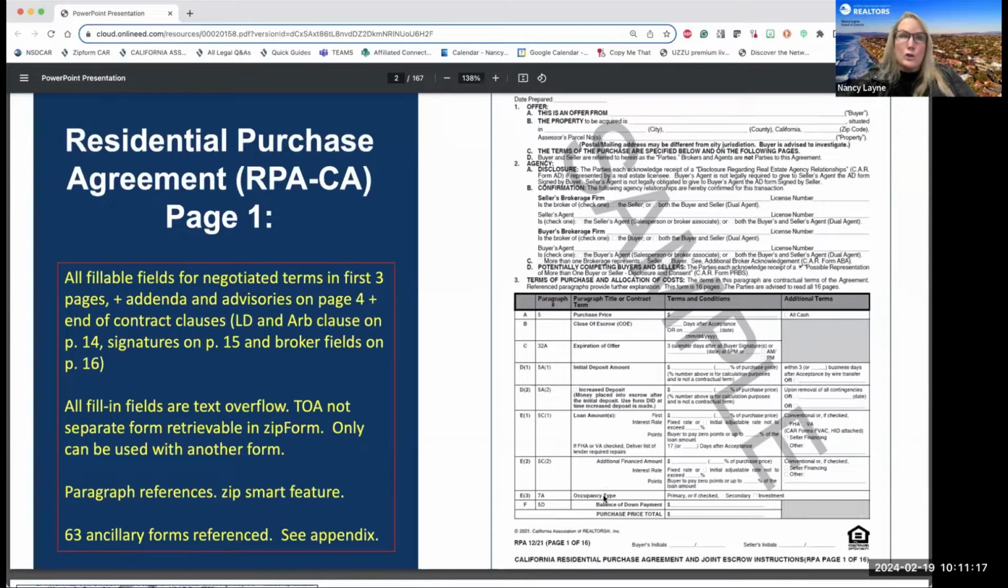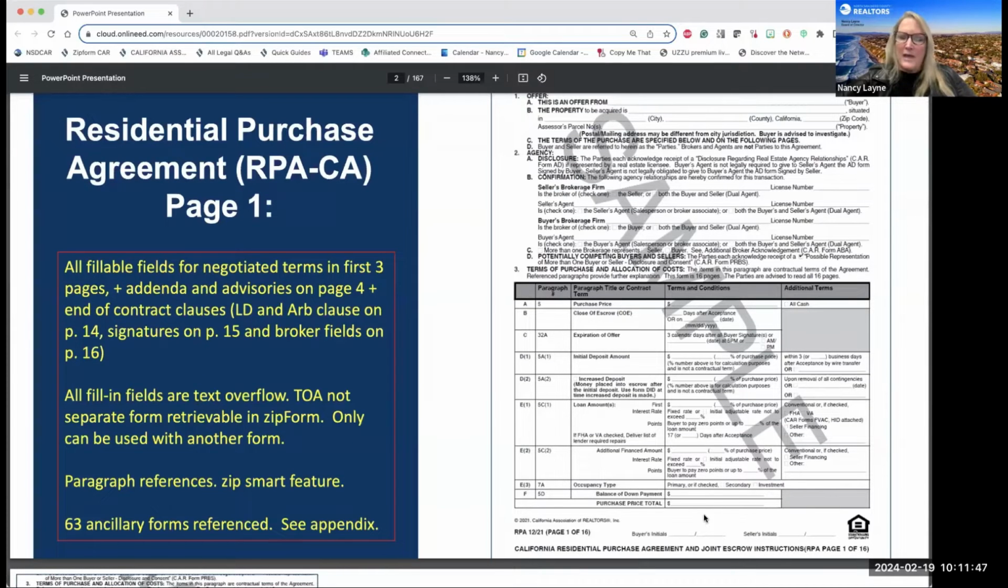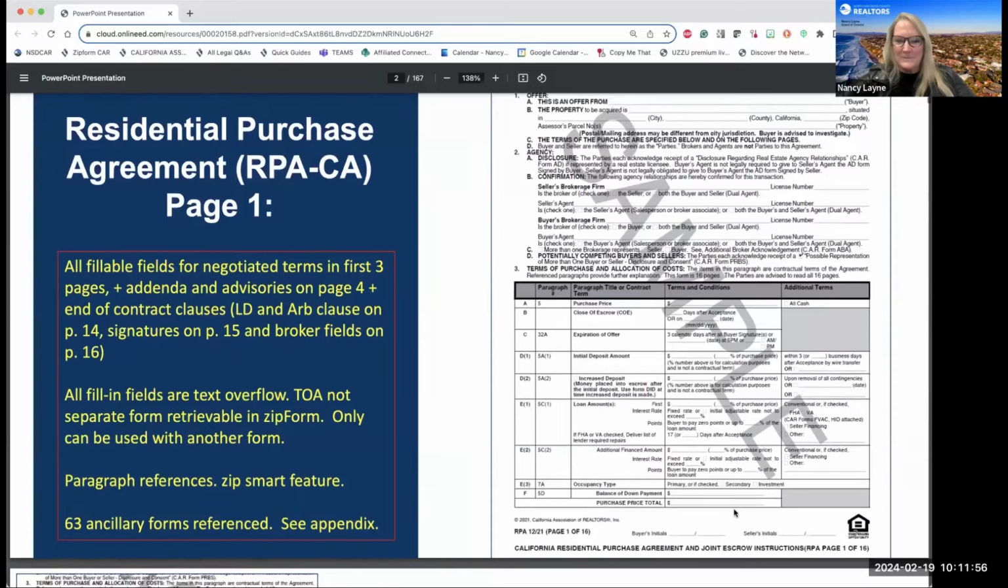This is a new type of automatic fill, which is basically the occupancy type. It's considered primary, or if it's not primary, then you would check secondary investment. So if you've got a vacation home or if it's an investment home, that's where you would check that. That would then trigger yet another addition. So your balance of down payment. So when you get to the close of escrow, how much additional money are they going to put down? And then your total purchase price will be shown there at the bottom. Those are automatic fills. That is not something you're going to need to fill out. Once you fill out the amount up here, this will add up those two or the rest of these boxes to make sure that number adds.